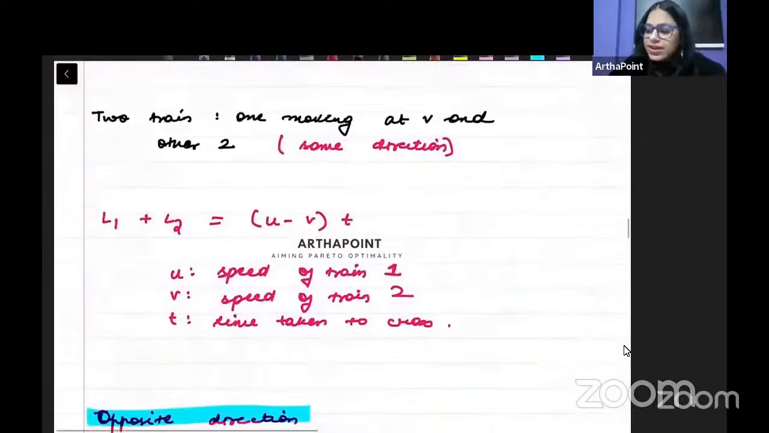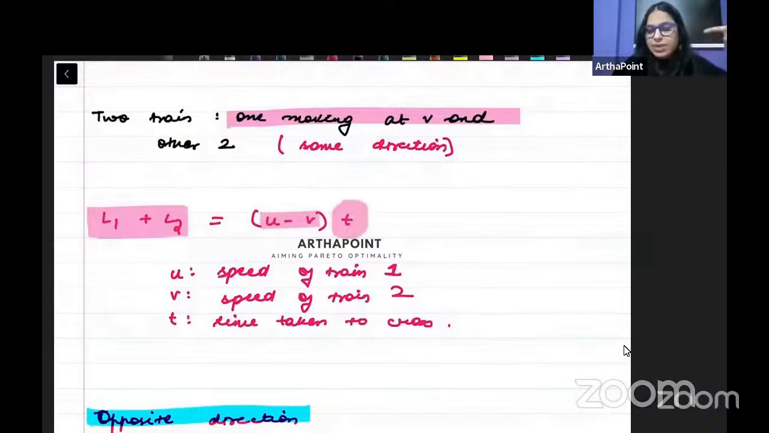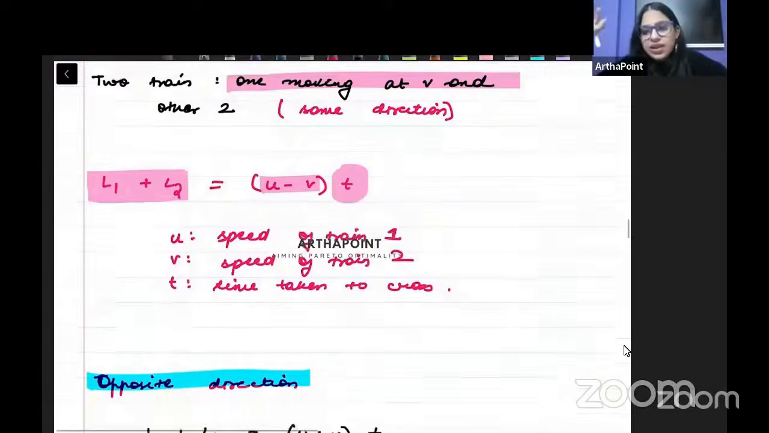Now, another question that can be asked in the exam is that there are two moving trains. One is moving at speed u, the other at speed v. Find the total length of the trains. So the total length of the trains together is (u minus v) into t. Here u is the speed of one train, the bigger speed, and v is the speed of the other train, which is going at a slower speed. u minus v is the net speed, into t, and that is the length of the two trains together.